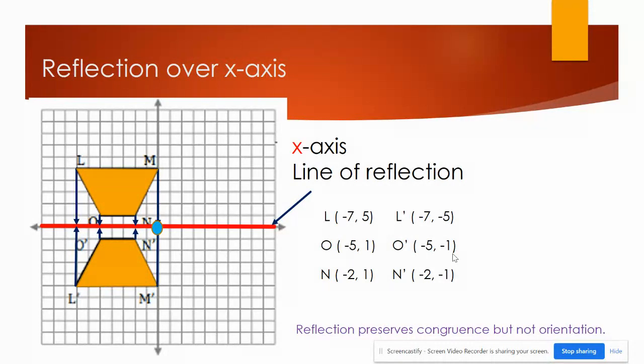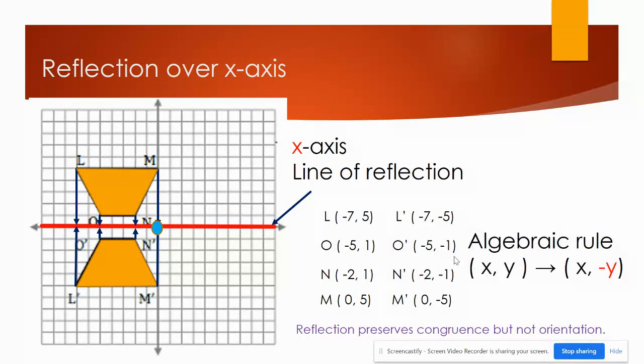Point M, its original position is 0, 5. So M prime will be 0, -5. Now, what I want you to pay close attention to is when reflecting over the x-axis, the x values stay the same. The y value becomes its opposite. And we see that once we have projected both the pre-image ordered pairs and the image ordered pairs. So this is what the algebraic rule would look like.